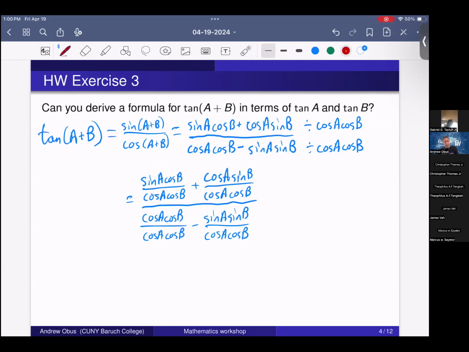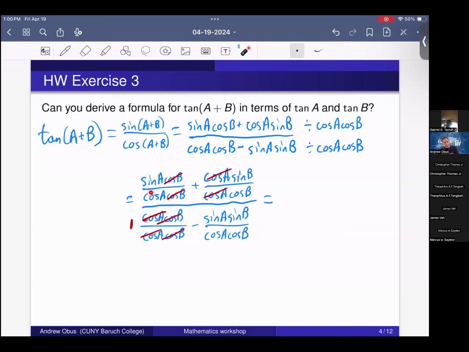Now that we have that, we have lots of cancellation. Cosine B cancels out, cosine A cancels out. Here, everything cancels out, and we're just left with 1. And over here, nothing cancels out. But when we rewrite this, what do we have?